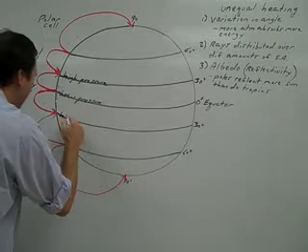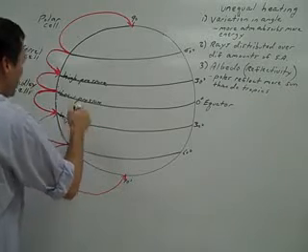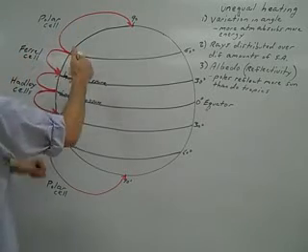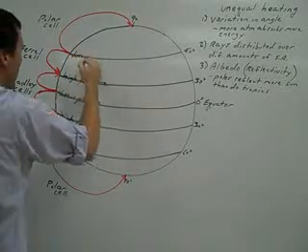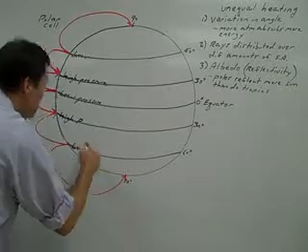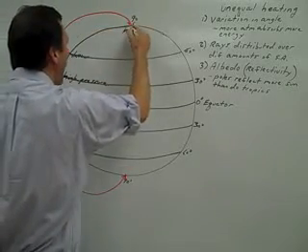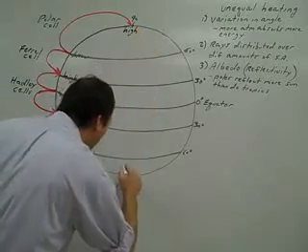So we've got a high pressure here where the air is descending. Also, you get a high pressure here. And down here or up here where the air is ascending and rising, you get a low pressure. And on the poles where air is descending, you get high pressure.